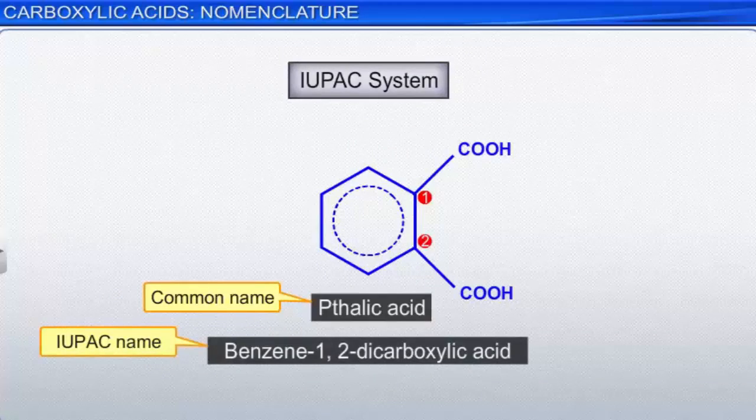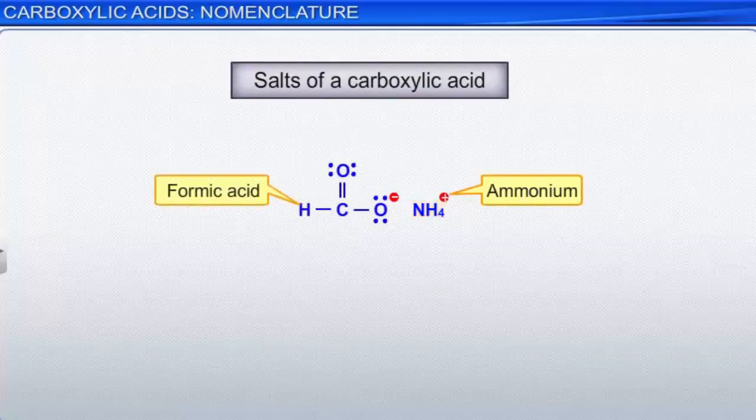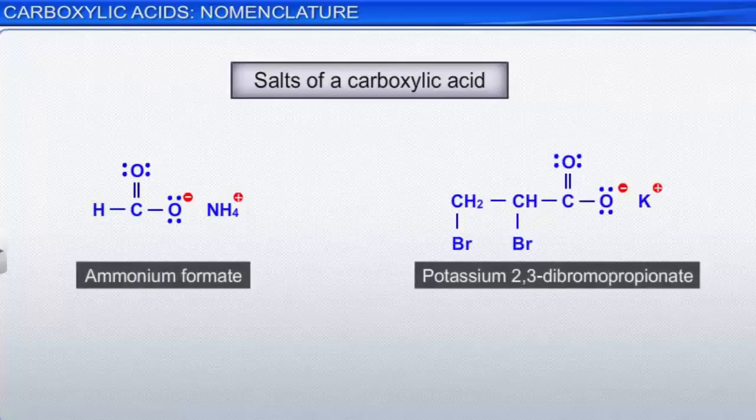The name of a salt of a carboxylic acid consists of the name of the cation followed by the name of the acid, with the ending IC acid being changed to ATE. For example, the compounds given here are named ammonium formate and potassium 2,3-dibromopropionate, respectively.